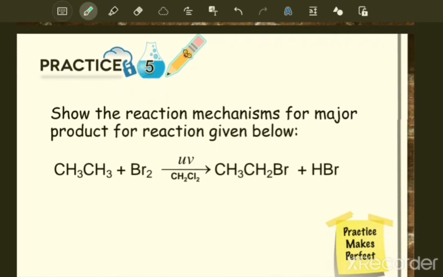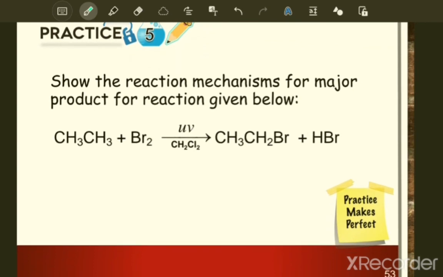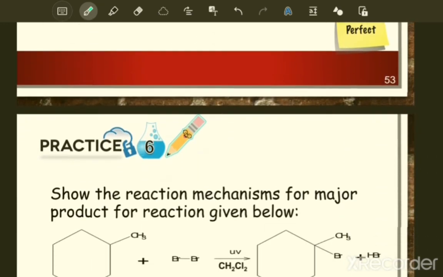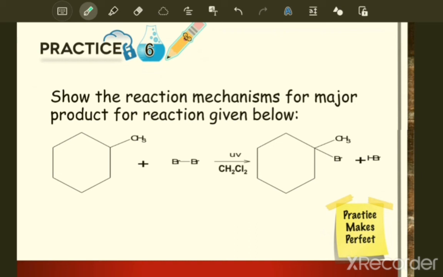So this is for practice 5. This is for ethane. If it is ethane, we only have identical hydrogens, that is primary hydrogen, so we only get one product. And also this one is another practice.